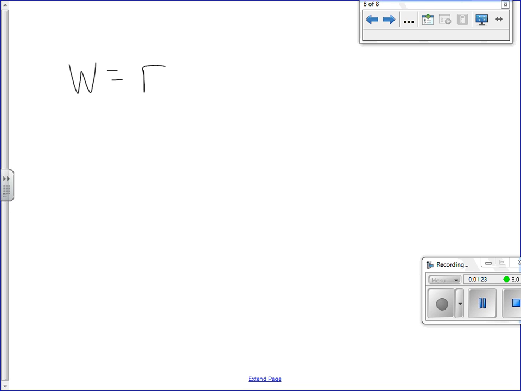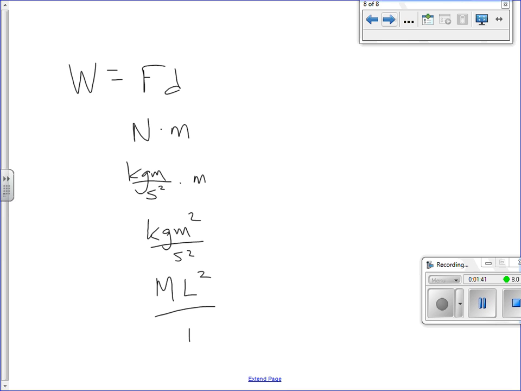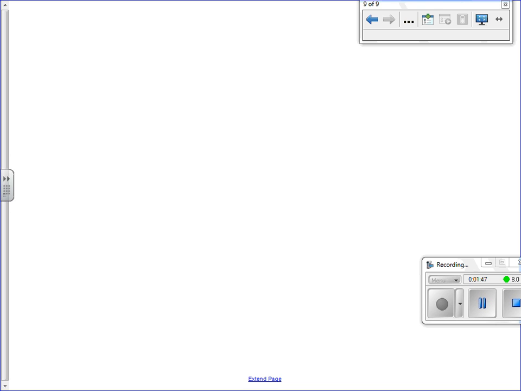Well, let's see. We can do it like this. Work is F times d, Newton times meters, Newton meters, or kilogram meter per second squared times meter. Well, that's kilogram meter squared per second squared. So that's mass, length, over time. See? I'm not writing the numbers up here. 4.